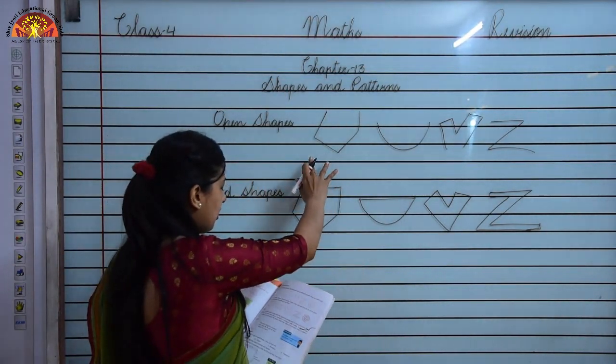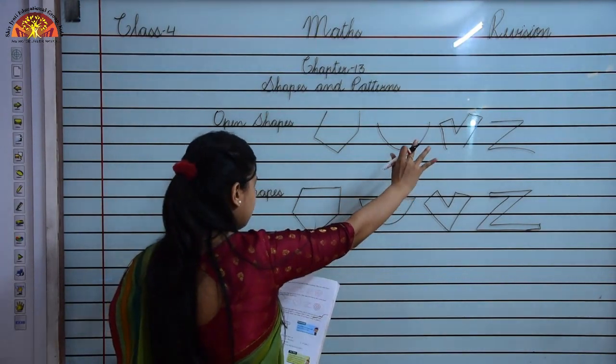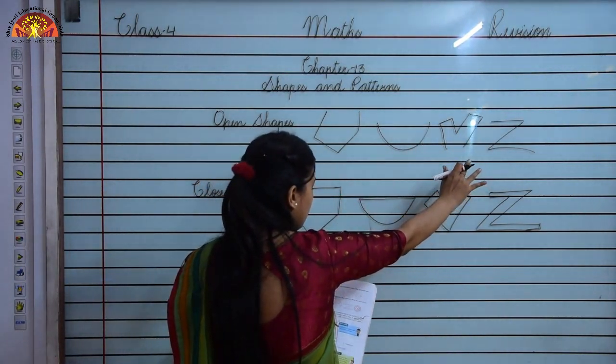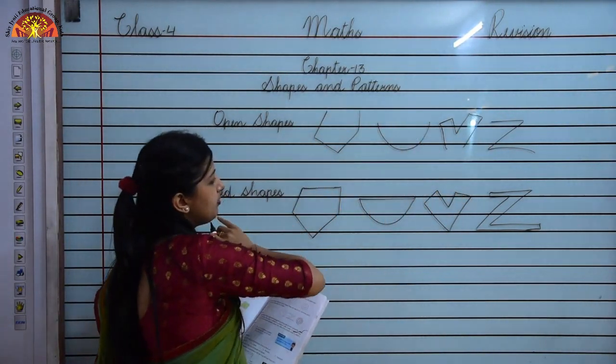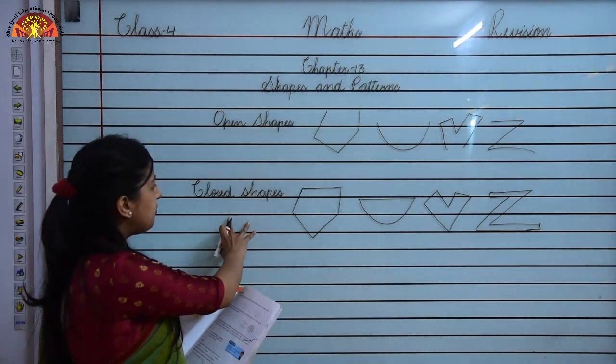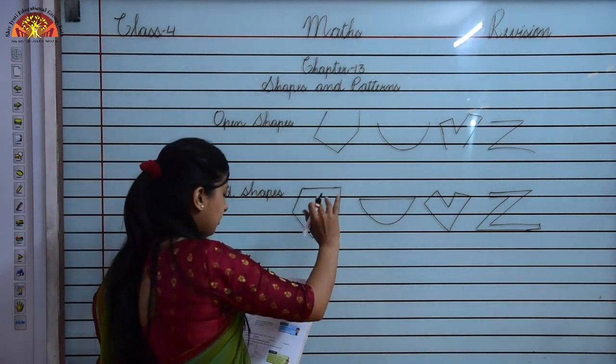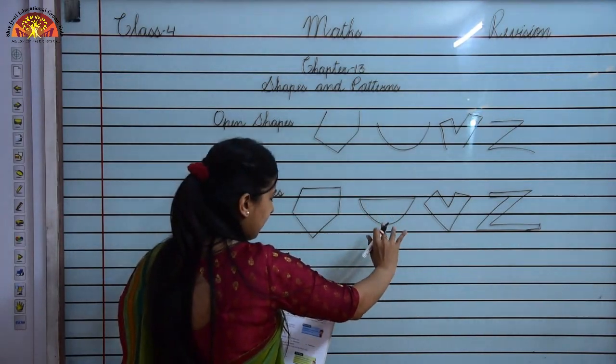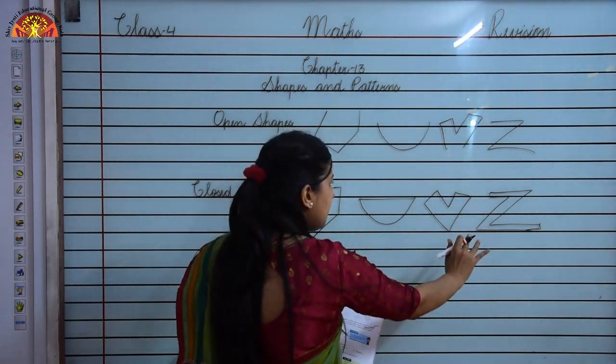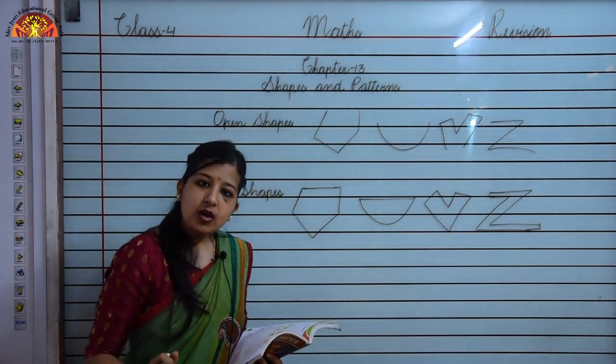So students, look at the following shapes. They start at different points, so they are called open shapes. Now the second shape is closed shape. They start and end at the same point. So this is called closed shape.